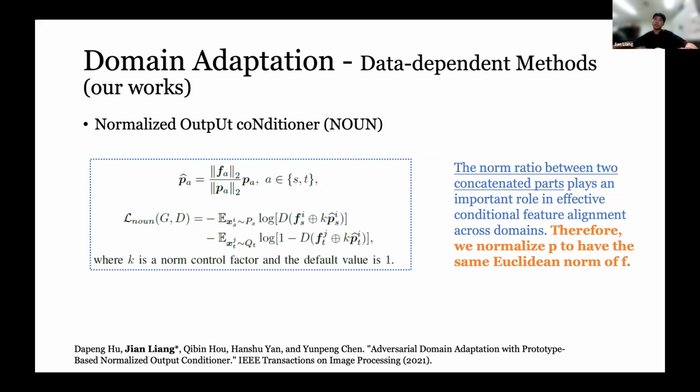Yeah, here. We just introduce an automatically determined norm factor here. Normally this K is set to 1 here. So the norm ratio between these two parts plays a very important role. To avoid extra hyperparameters, we just normalize P to have the same norm as the feature representation. Right, this forms the formulation of our new method here. And in the next page.